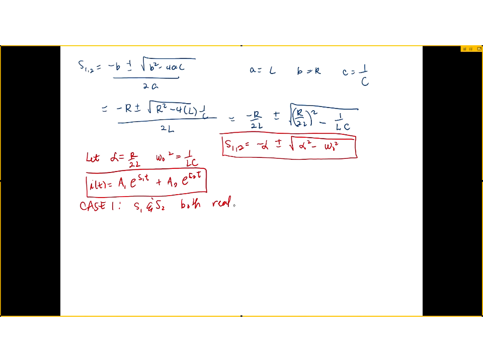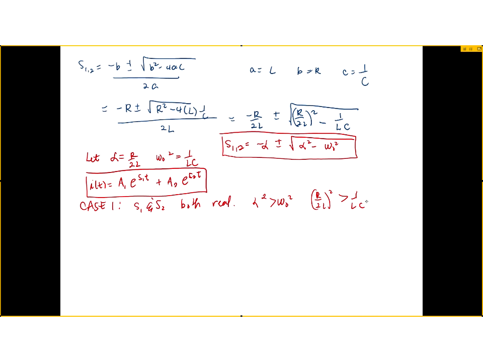When would that happen? The quantity inside the square root sign, what do you call that quantity? The discriminant, okay, is bigger than 0. So that happens when alpha squared is greater than omega naught squared, right? Because the quantity inside the square root should be positive. Or in terms of our variables, that happens when (R over 2L) squared is bigger than 1 over LC. And then you can look for the value of R that will satisfy that.